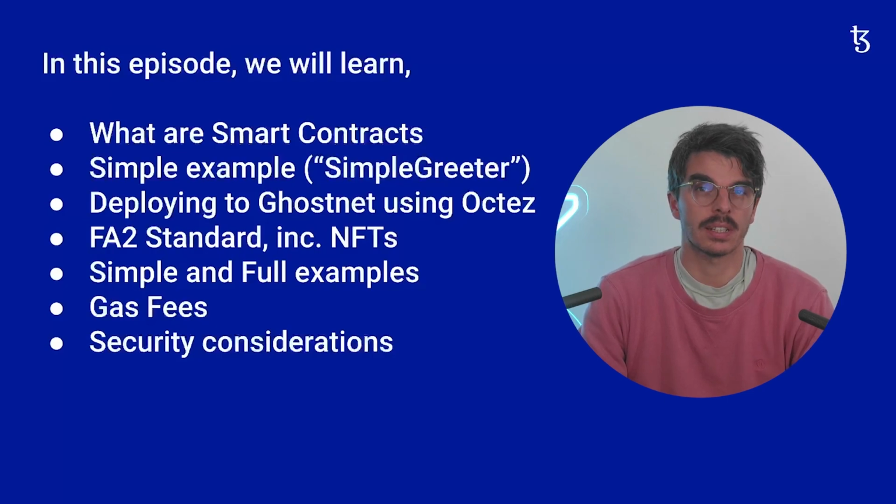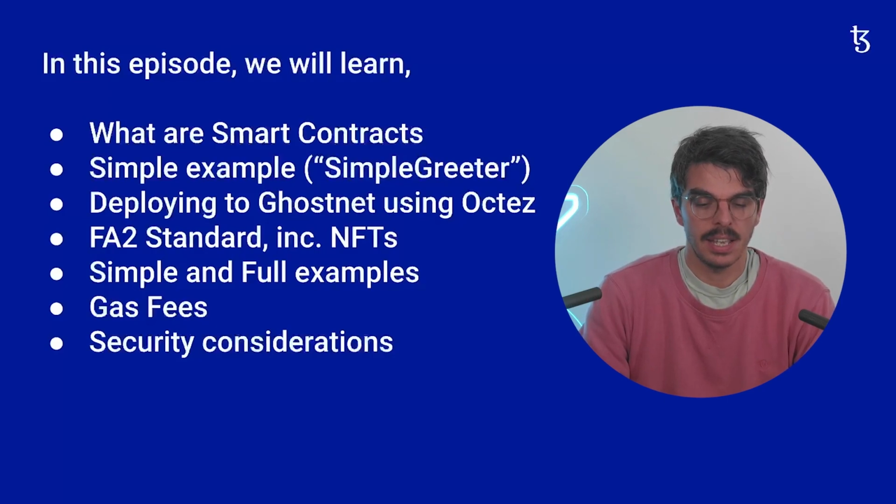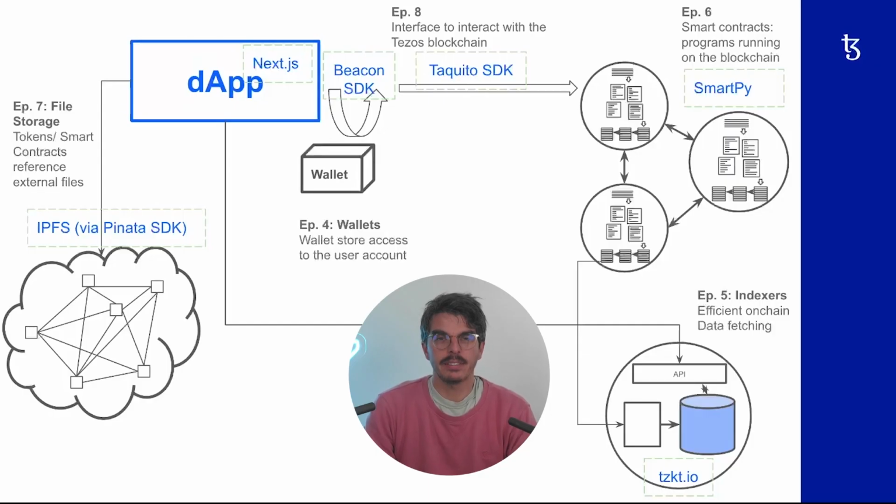And we'll briefly discuss the concept of NFTs. And then we're going to look at a simple and full example of an FA2 contract. And then we'll have a couple of brief slides at the end talking about gas fees and security considerations for smart contracts. Okay, so here we are again, our old friend, the architectural diagram.